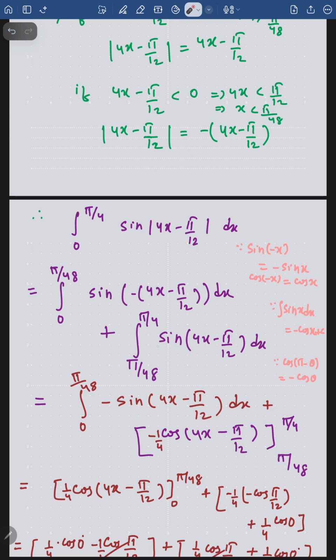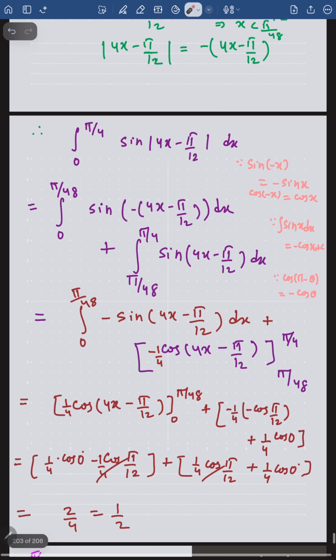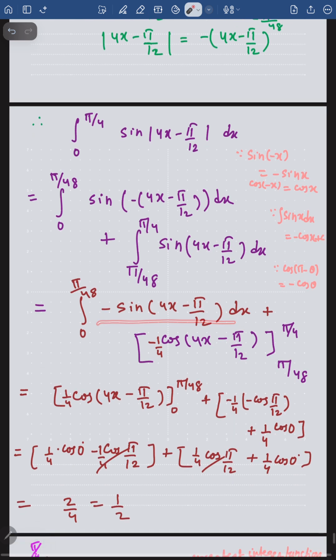So minus 1 by 4 for this; sin x integration is minus cos, put the limits. Same way this part also will be solved. Sin x integration is minus cos x, and minus minus is plus, so here it is plus, for this 1 by 4, with limits 0 to pi upon 48.